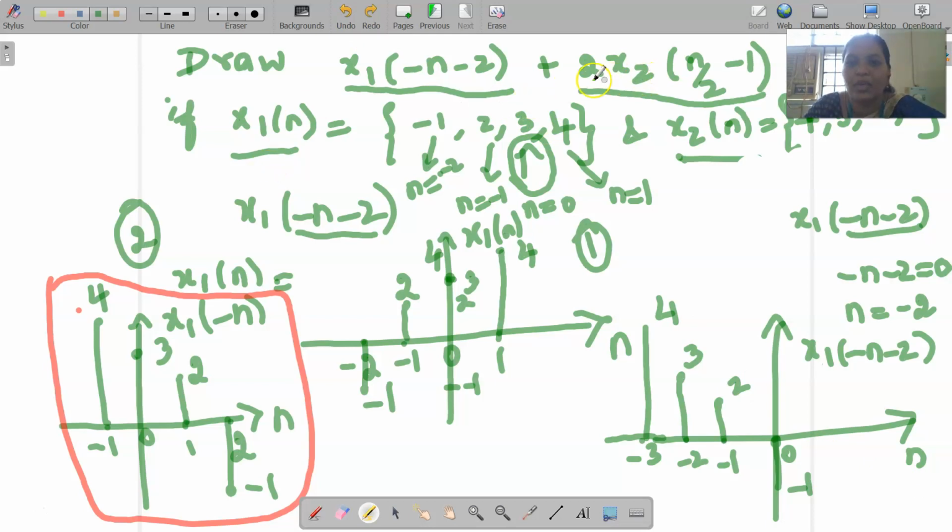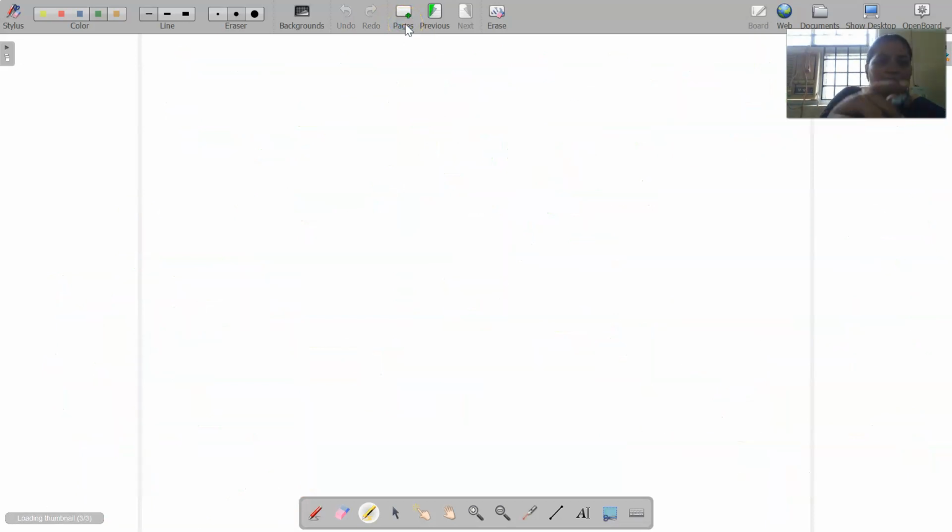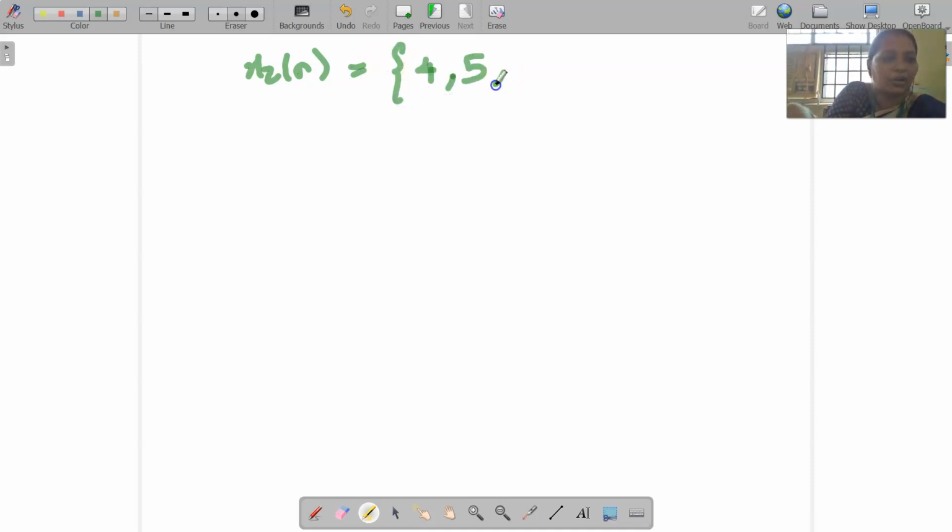And then we have to draw next what is 2x2 of n by 2 minus 1. And then only we can add both the signals: x1 of minus n minus 2 and 2x2 of n by 2 minus 1. Both we can add. So first, x2 of n we have to draw. So x2 of n is given by 4, 5, minus 3 and then 2.